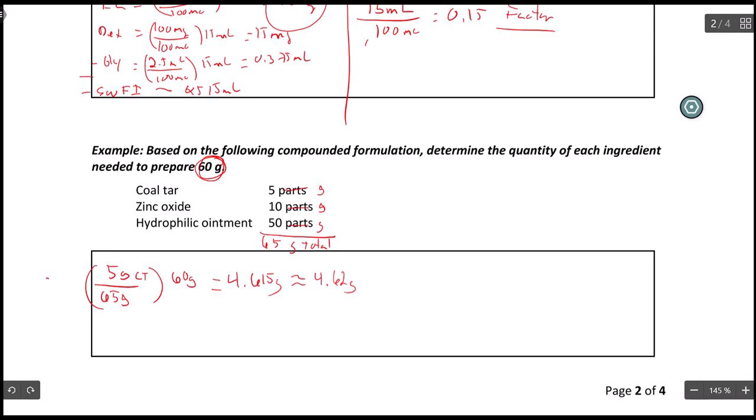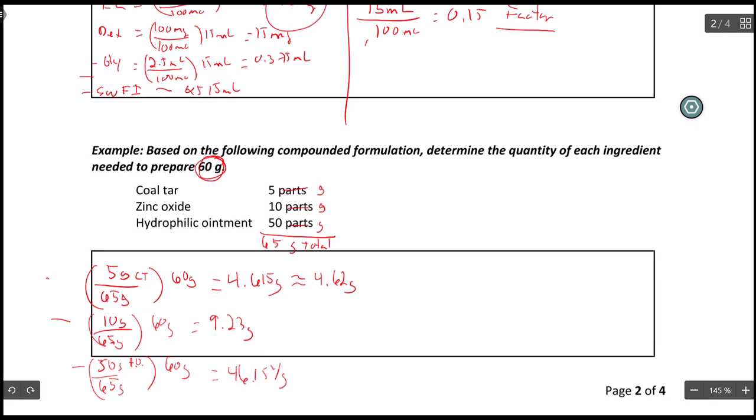The next one, the zinc oxide, is the same exact thing. This is 10 grams of zinc oxide every time I want to make 65 grams total. I'm going to make 60 grams total. This should be about 9.23 grams. And the same thing for the hydrophilic ointment, right? You're going to do 50 grams of hydrophilic ointment every time you make 65 grams. We are going to make 60 grams total of the compound, and that'll give us about 46.154.